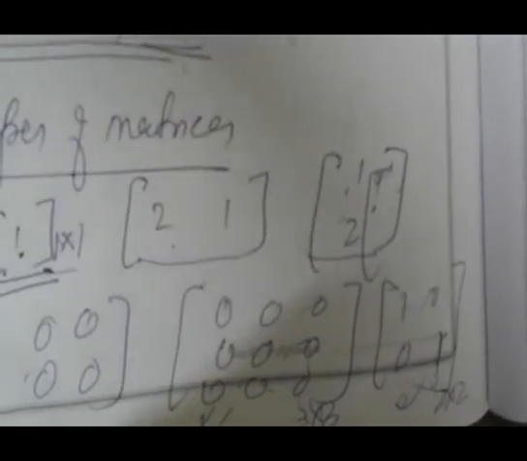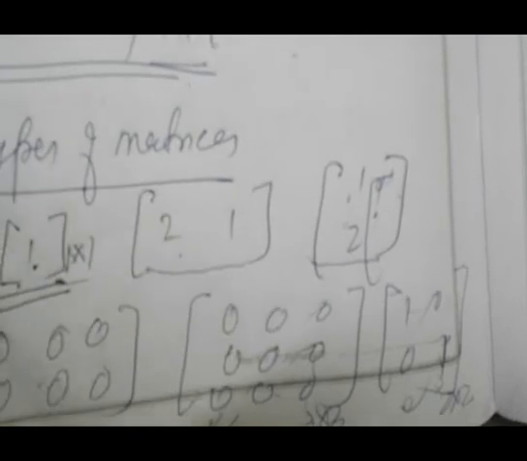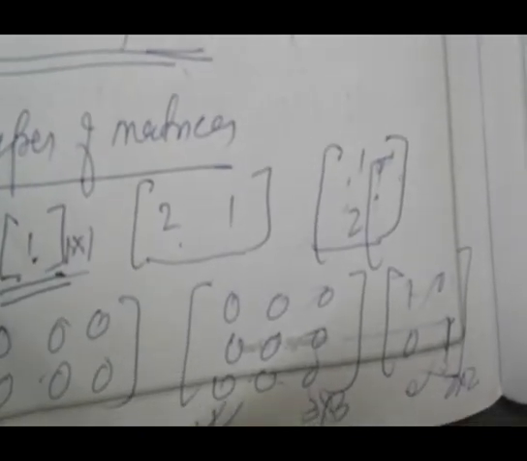Now come to the next, the zero matrix. A zero matrix is a matrix in which all the elements are zero. In this one, all the elements are zero. In this one, all the elements are 0. So these two are examples of a zero matrix.